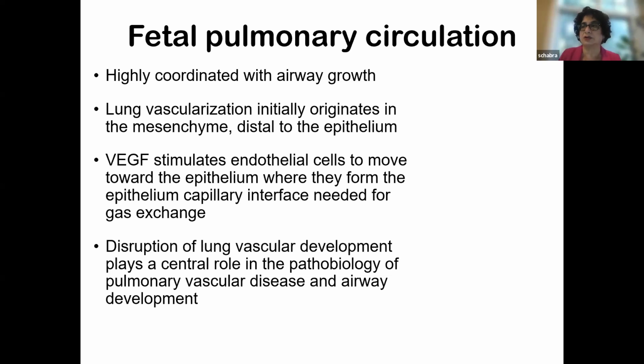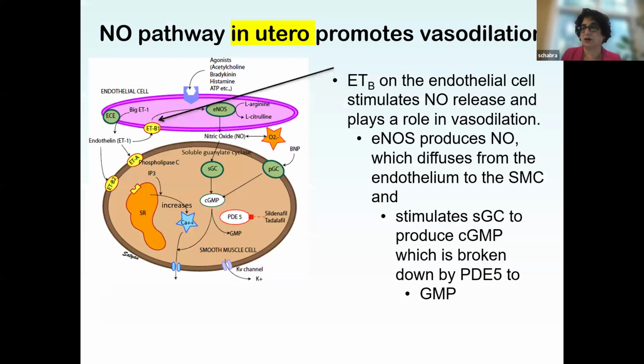Lung vascularization initially originates in the mesenchyme distal to the epithelium, and VEGF, vascular endothelial growth factor, stimulates the endothelial cells to move towards the epithelium, where they form the epithelium capillary interface, which is important for gas exchange. Disruption of any of this lung vascular development will play a major role in the pathobiology of pulmonary vascular disease in pulmonary hypertension. So what are the mediators of early pulmonary vascular development?